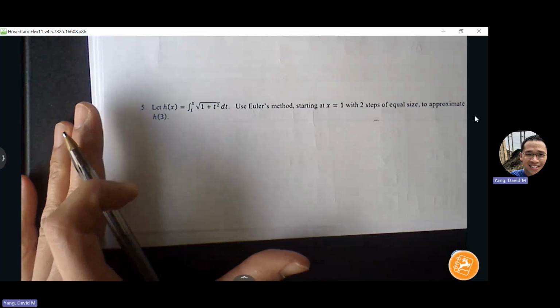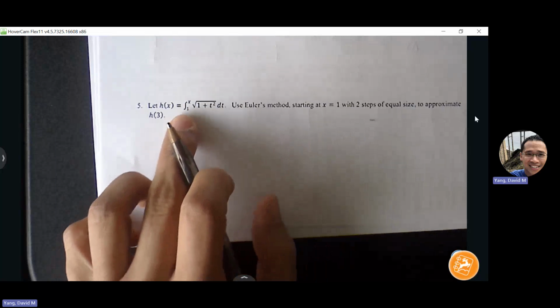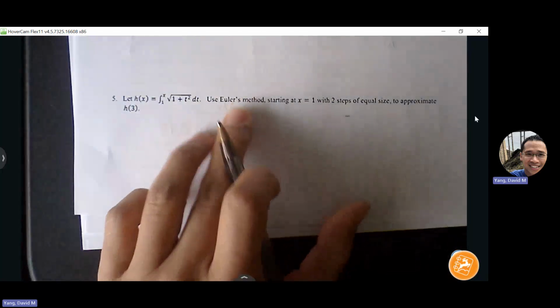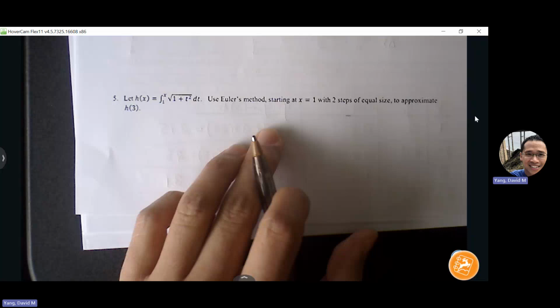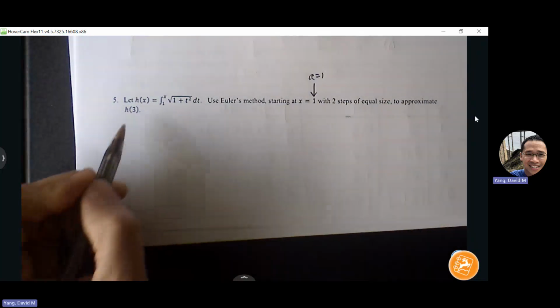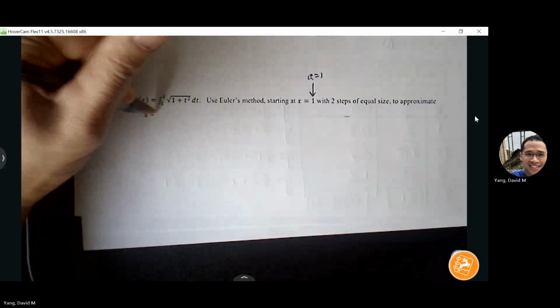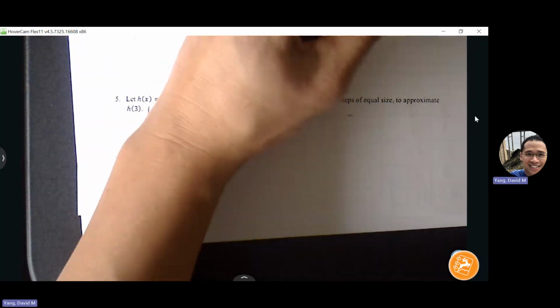Okay, page 18, number 5. Same thing, it's just that we have to kind of find the derivative on our own here. Number 5, page 18: use Euler's method, starting at x equals 1 with 2 steps of equal size, to approximate h of 3. That's my b value. And my n is 2.